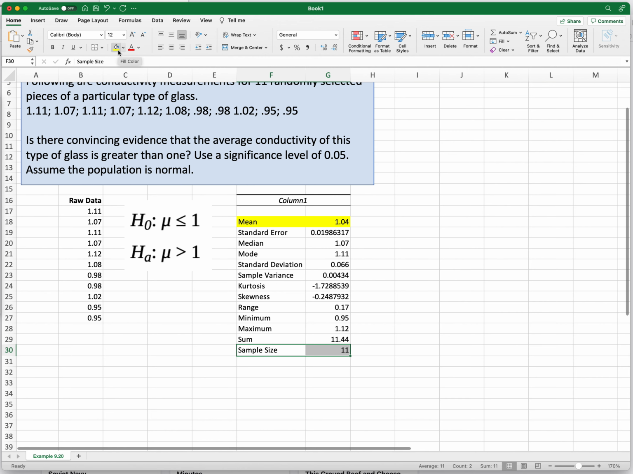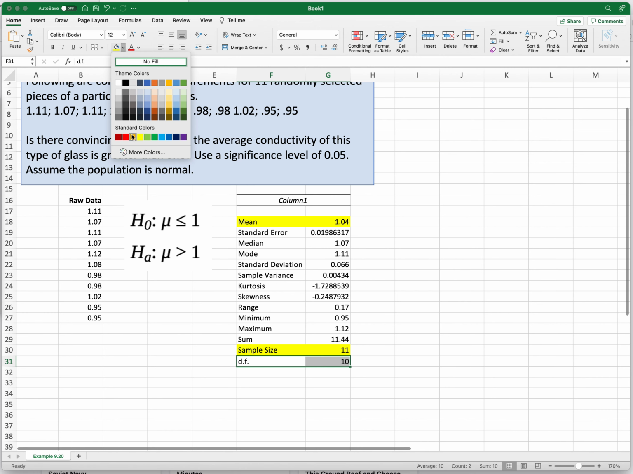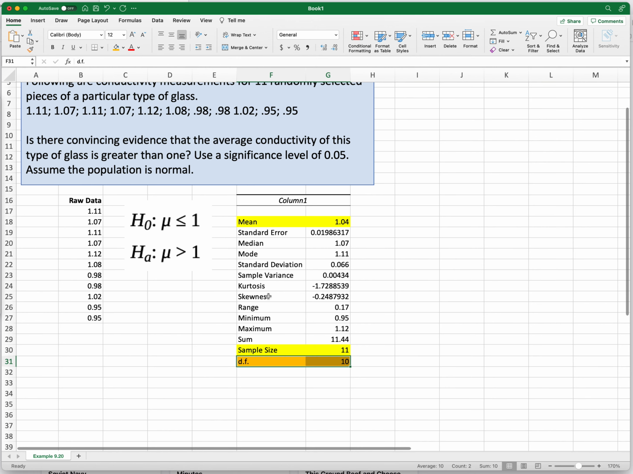What else do I need? I need my degrees of freedom, which is equal to 11 minus 1, which is 10. That's really important data. So I want to make that orange. And I forgot to make my standard deviation orange. Yellow, I'm sorry.